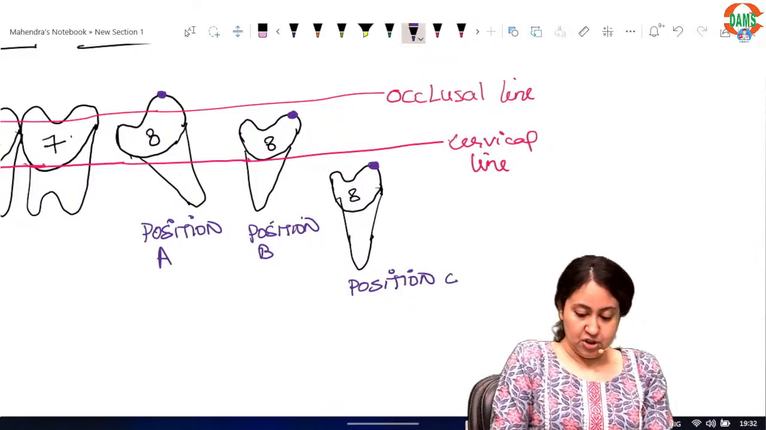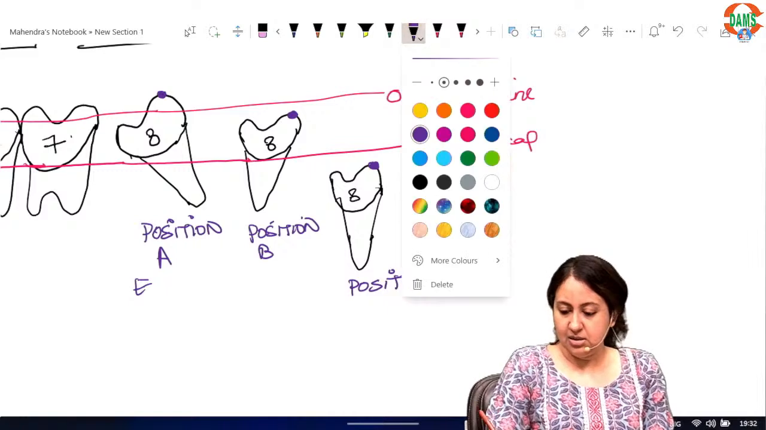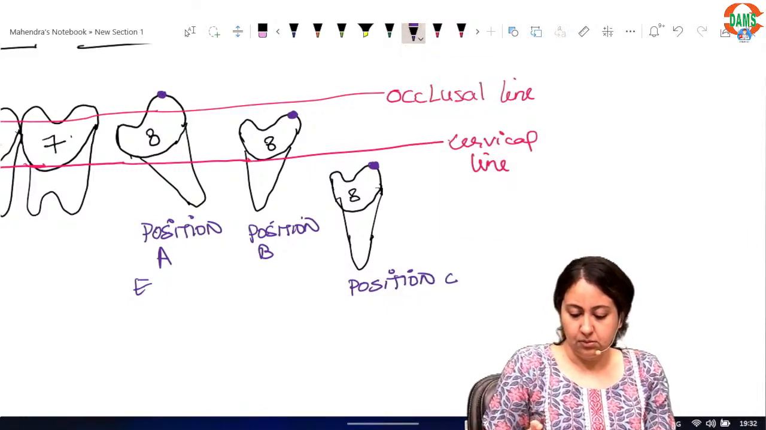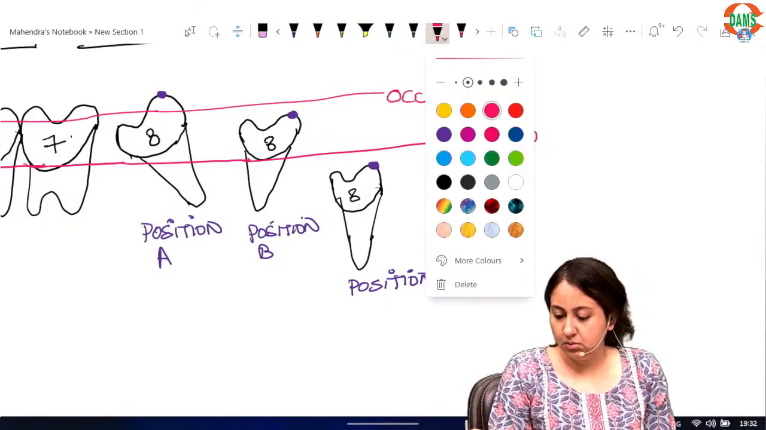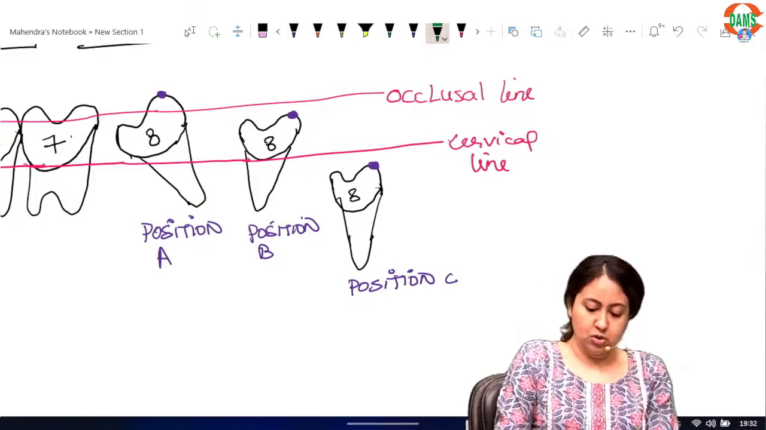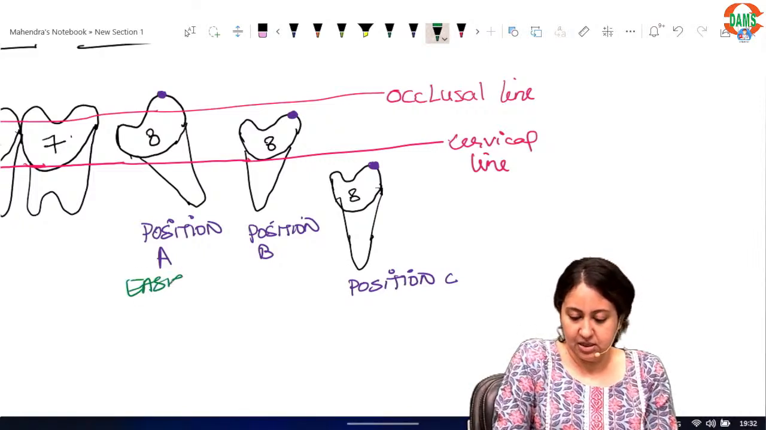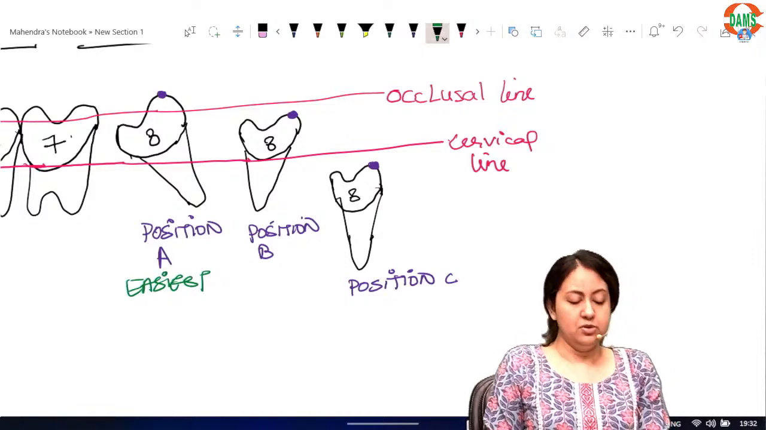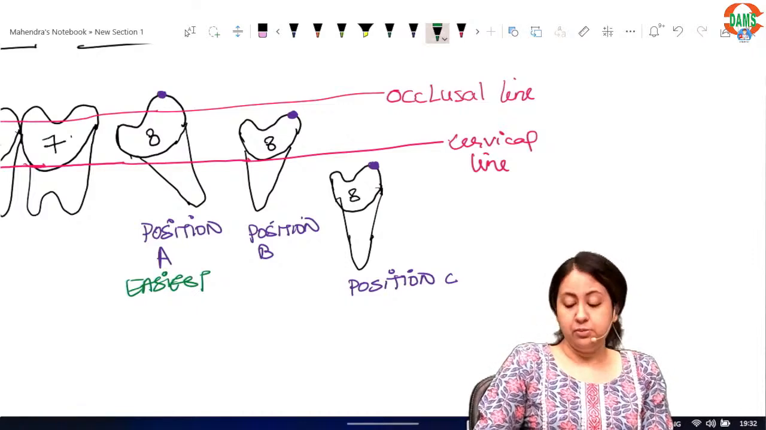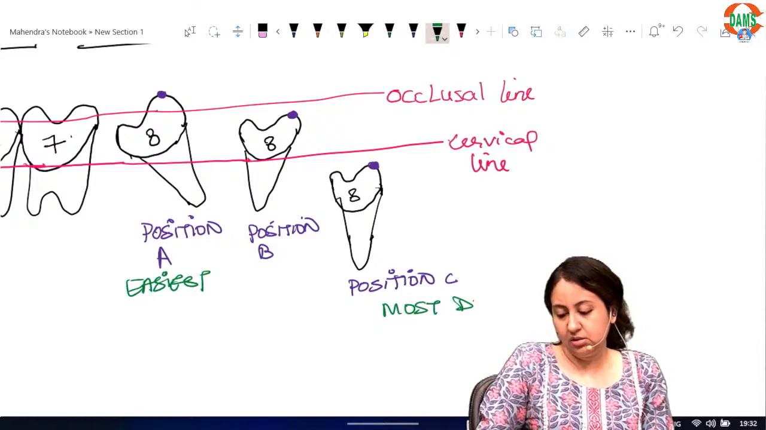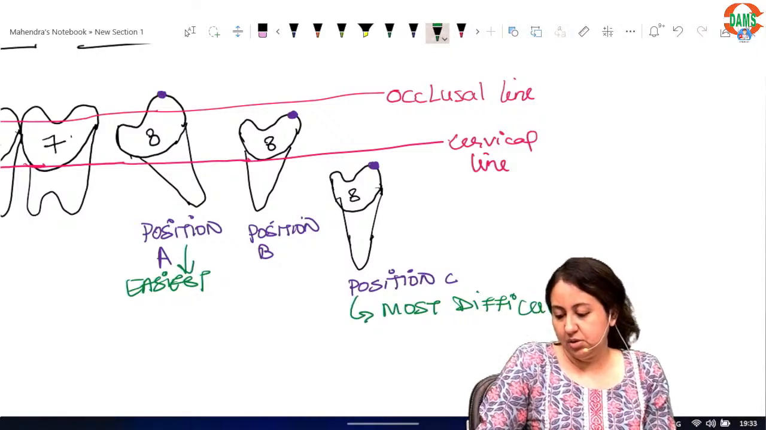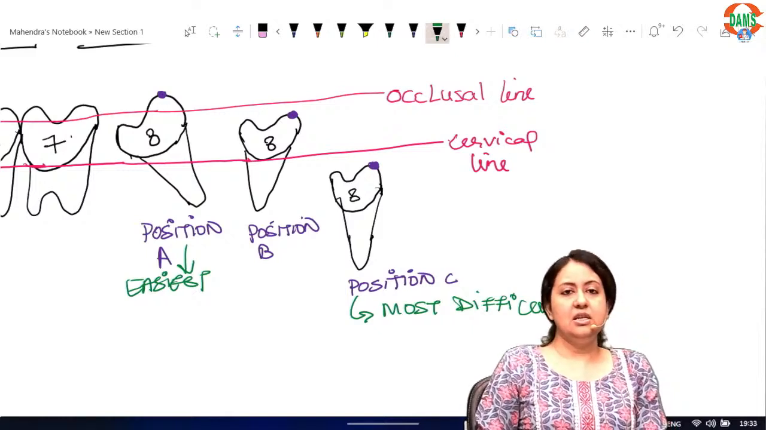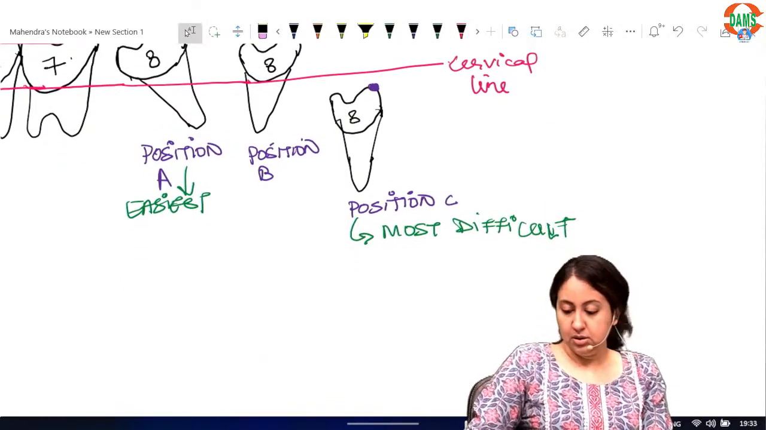Now please remember, position A is easiest. We will write with a different color. You can use different colors in your notes also. Please remember position A is the easiest and position C is most difficult. Easiest and most difficult. Okay.